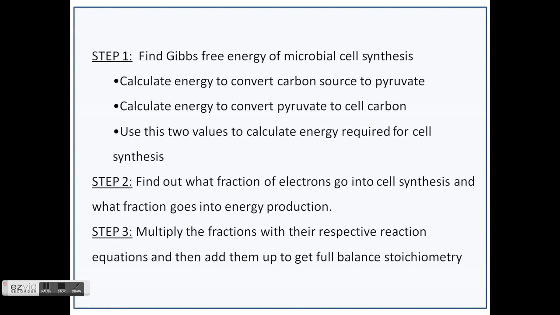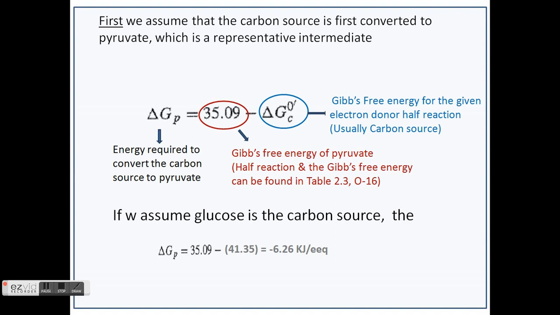Now, the first thing you want to do is find out the energy required for cell synthesis, which is not provided in the table. Then you find out what fraction of your electrons goes into cell synthesis and what fraction goes to energy production, and then you multiply those fractions with the respective reactions to get your full balanced stoichiometry.